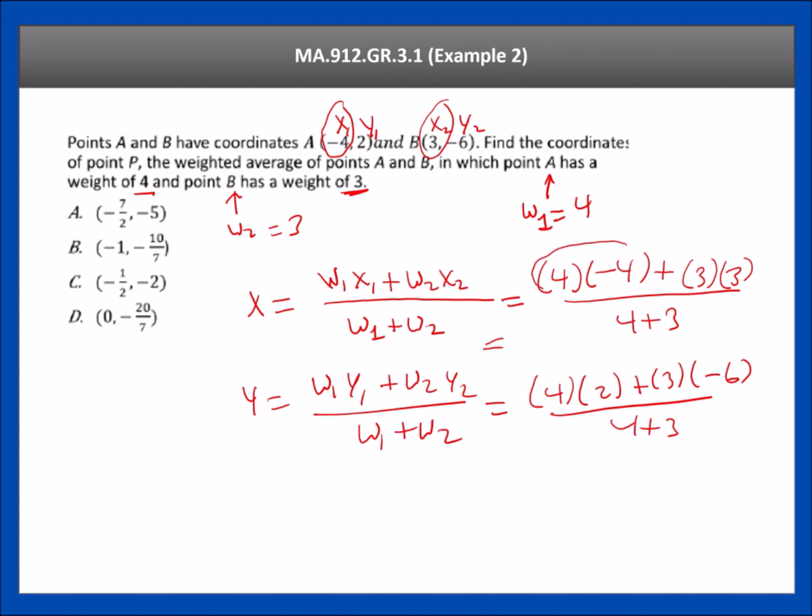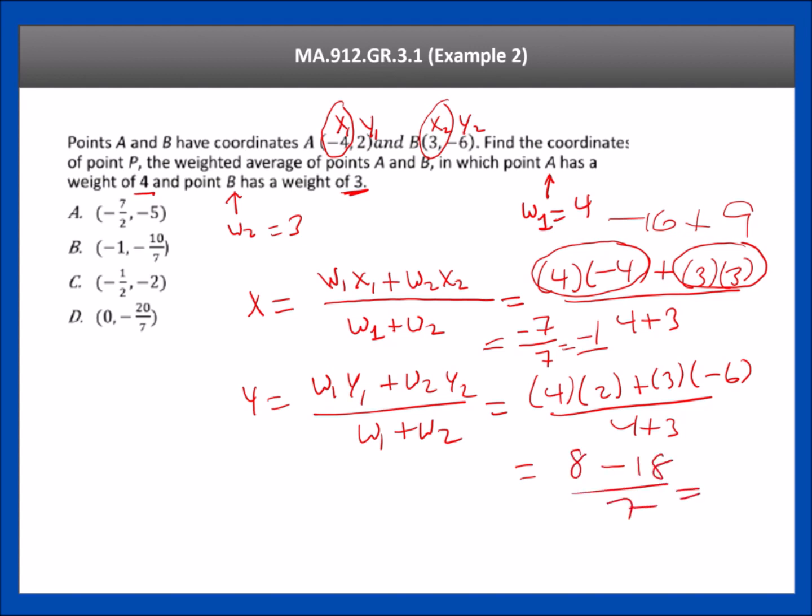All right, and then you just do the math here. So we got negative, this is -16 plus 9. -16 plus 9 is -7. And then 4 plus 3 is 7. So -7 divided by 7 is -1. And then we do this for y. This is 8 minus 18 over 7. That's going to give you -10 over 7. So there's your y coordinate. So there you go. So your coordinate is -1, -10 over 7.